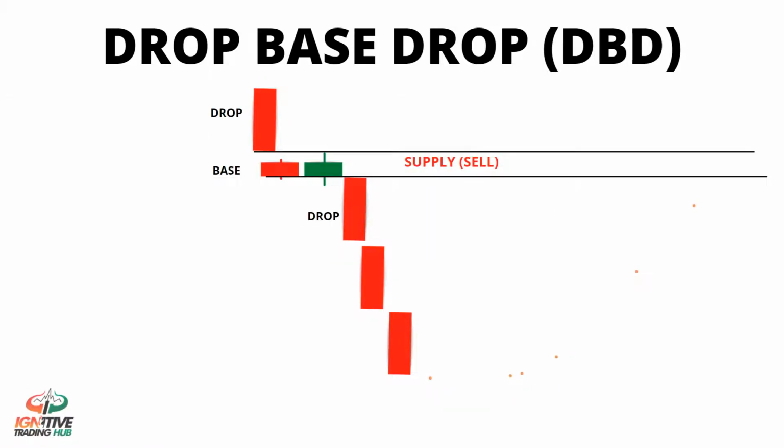Then we have the second one for supply, which is the drop based drop. For drop based drop, you can see here the market will be falling, or the price will be falling, and it starts to move sideways. As you can see here, it's moving sideways. It's our base or our sell area, it's our supply zone. Then the price will be dropping after moving sideways. So this is the drop based drop. So you're gonna be selling after the price retraces back to the zone for the first time.